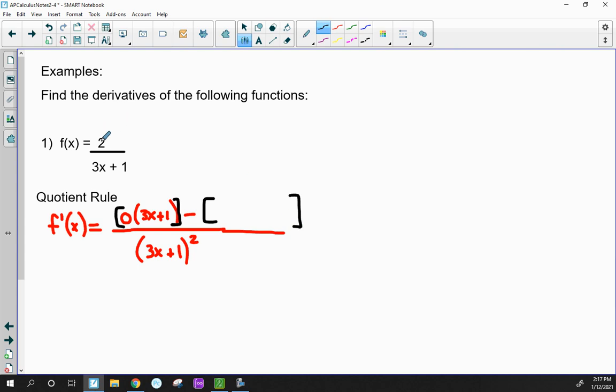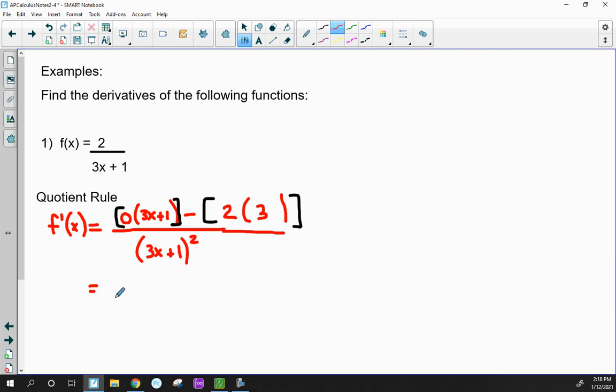You're going to copy down the top for the numerator, and you're going to multiply that by the derivative of the denominator. So the derivative of 3x is 3. The derivative of this, like positive 1, is 0. So this will just be 3. Derivative of top times bottom minus top times derivative of bottom divided by bottom squared.